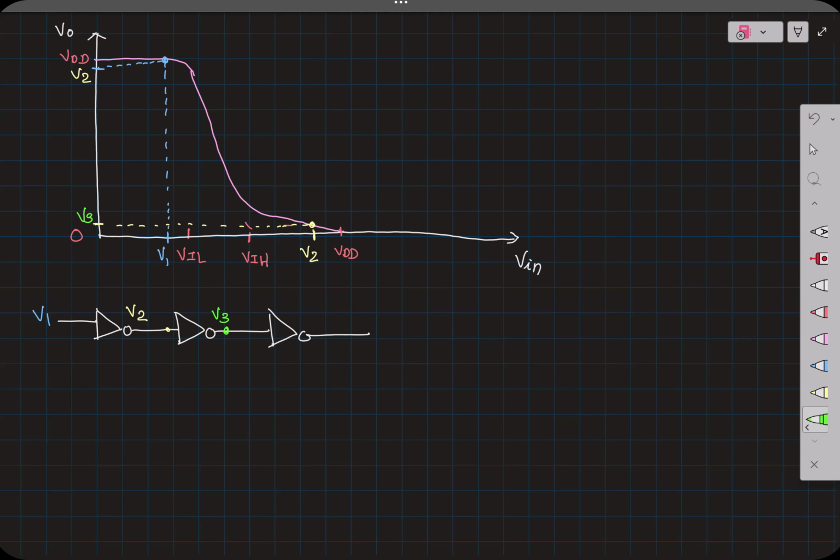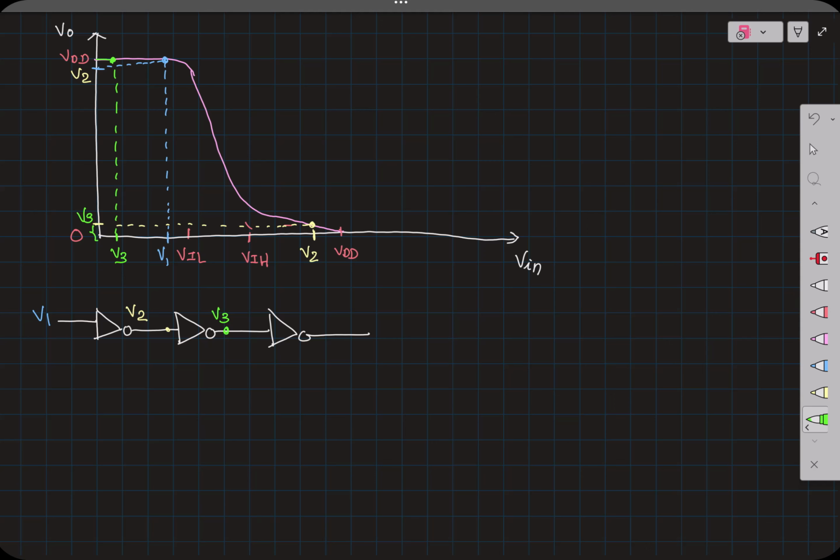Now for the third inverter, V3 logic 0 or logic 1? It is logic 0. In fact, it is very close to 0. So if I were to mark it on the x-axis, it will come here. So this is now a better logic 0 than V1 was. And if you continue doing this, you will see that this is now a better logic 1. It's closer to VDD.